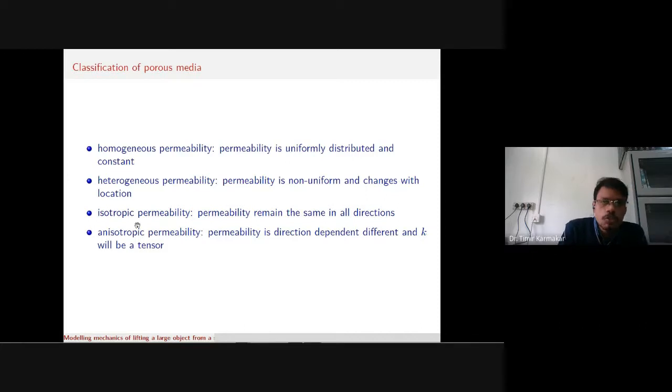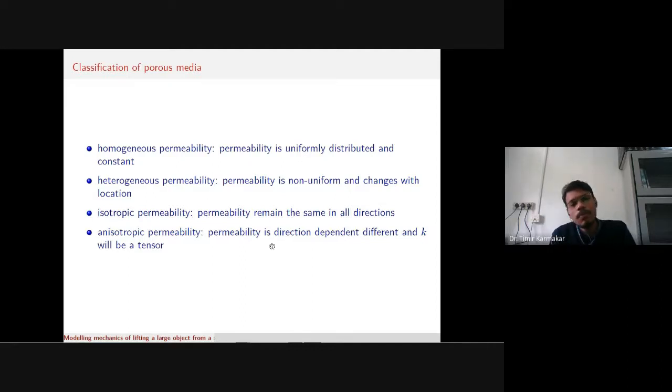And isotropic permeability, so iso means equal. If the permeability remains equal in all directions, then we call it isotropic permeability. And if it is dependent on the direction, suppose if we move in the x direction, we have one permeability, if we move in the y direction, we have a different permeability. It is not equal, it depends on the direction. Then we call it anisotropic permeability.